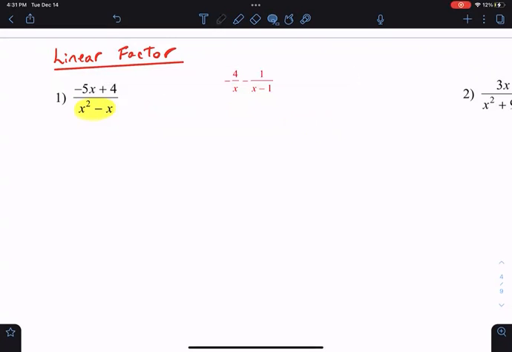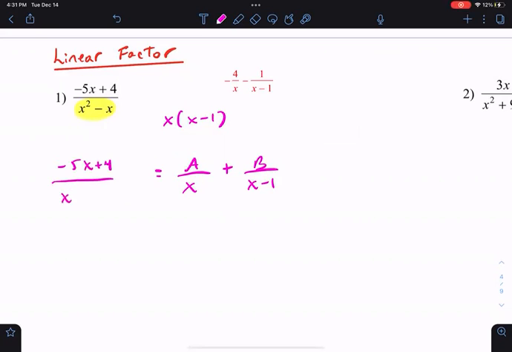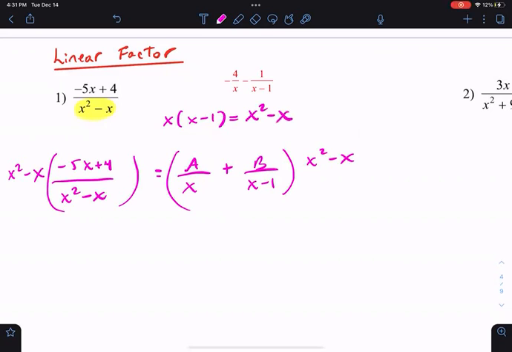So I need to factor now. So this is going to be x minus 1. If you factor that out, you get this, right? A over x, b over x minus 1. I need to find what a and b are, right? So multiplying both sides by x squared minus x, which is the same thing as this, this cancels. That's going to be a times x minus 1 plus bx, right?